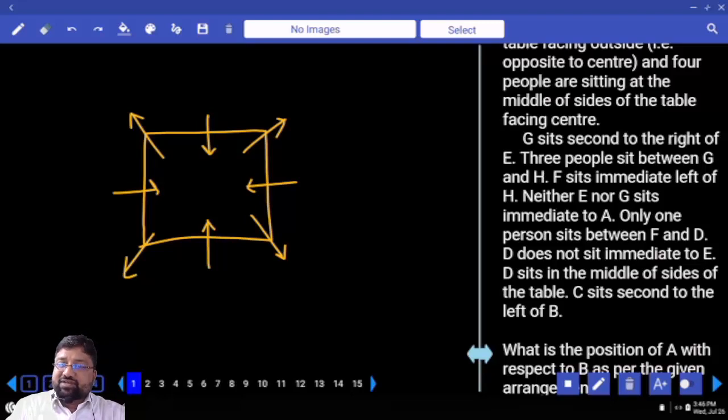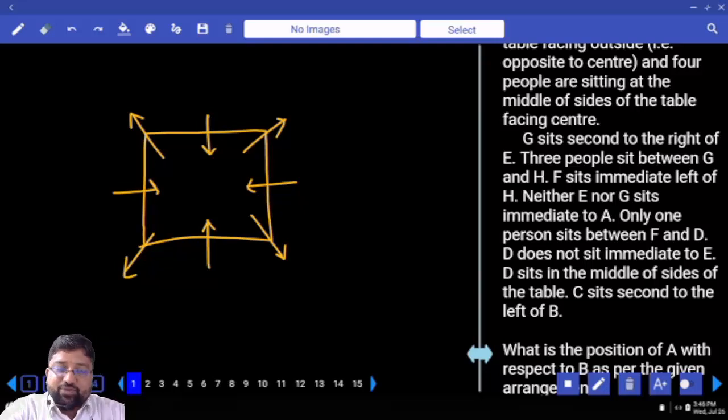If you look at this carefully, if I read this question here, D sits in the middle of the table. If D is sitting in the middle of the table, is there any clue about somebody sitting to the right of D or to the left of D? There's one point here which says only one person sits between F and D. When one person is sitting between F and D, D and F are sitting in alternate positions, right? So when D is sitting in the middle of the side, F is also sitting in the middle of the side. Is this clear or not?